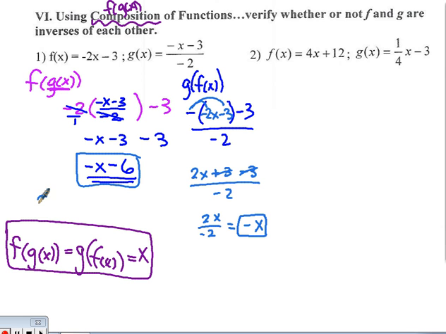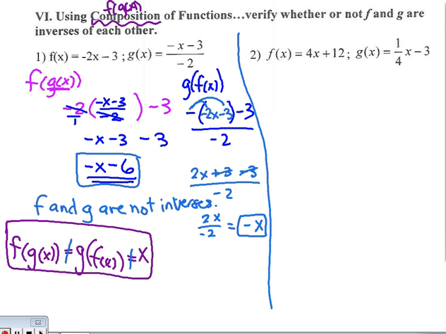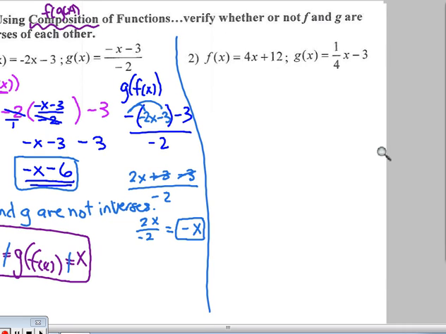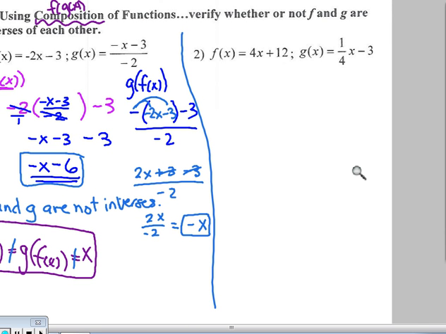So I need to state that f and g are not inverses. And I could say, well, because f of g of x did not equal g of f of x, and it did not equal x. So all of this was not true. So they are not inverses. All right. You guys try this one on your own, and then double check and make sure if we agree. All right, go ahead and hit pause.